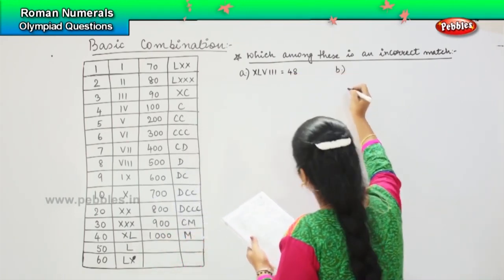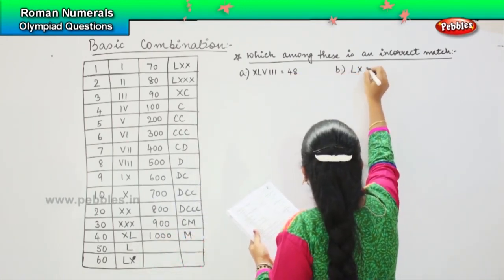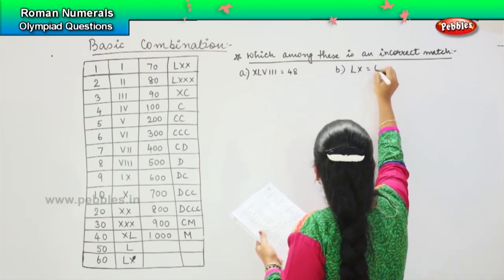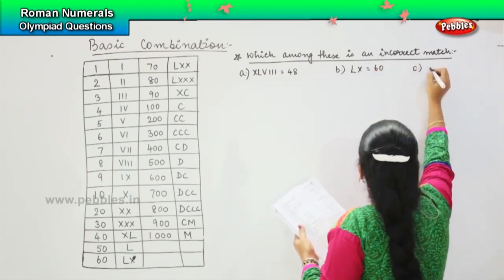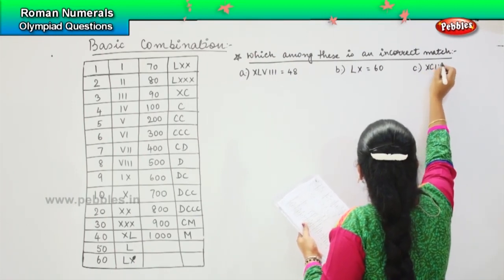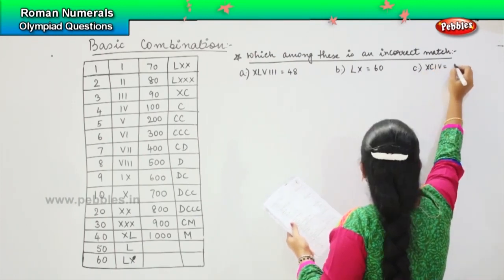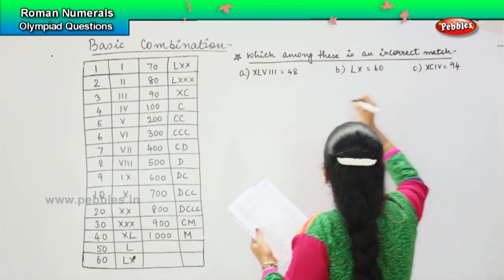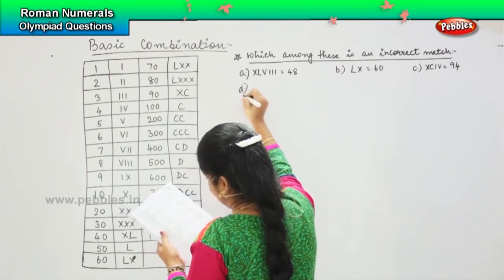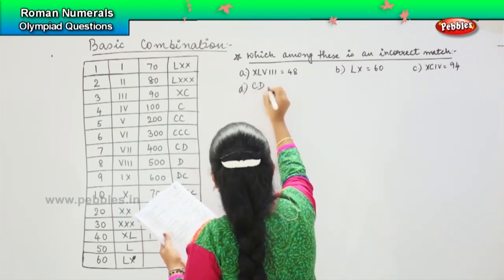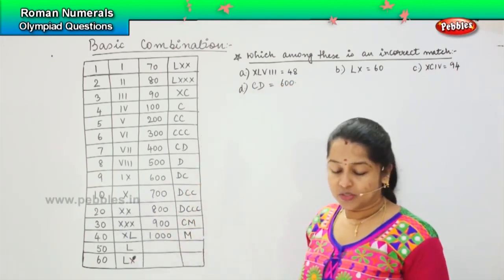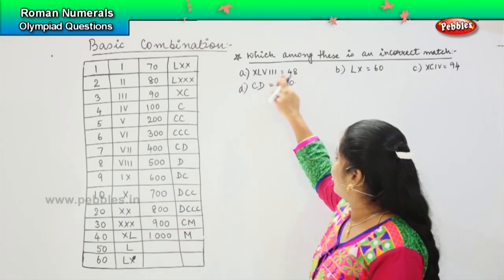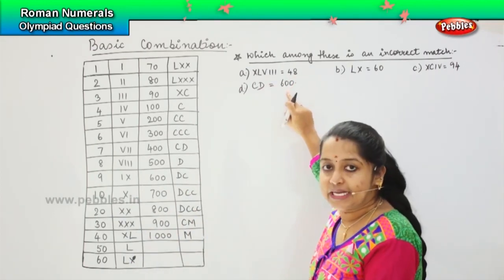Option B, LX, which is equals to 60. Option C, XCIV, which is equals to 94. And option D, CD, which is equals to 600. Okay, so we need to find out whether the values which they have derived here is the right one or the wrong one.